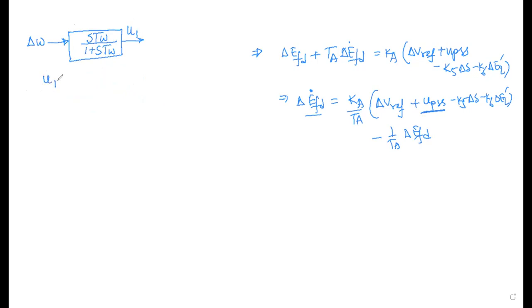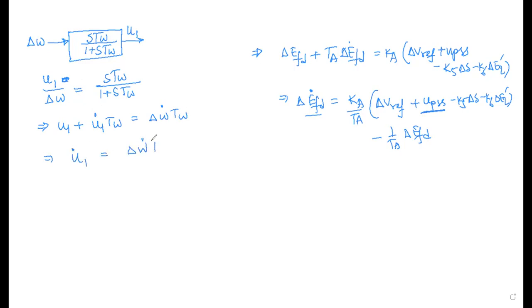So if we simplify it, U1 divided by del omega is simply STW divided by 1 plus STW. S is here again the Laplace operator. Then we cross multiply, so it would become U1 dot TW on one side, and here del omega dot TW. So U1 dot equals del omega dot TW minus U1 into 1 upon TW. So this is what we will get.